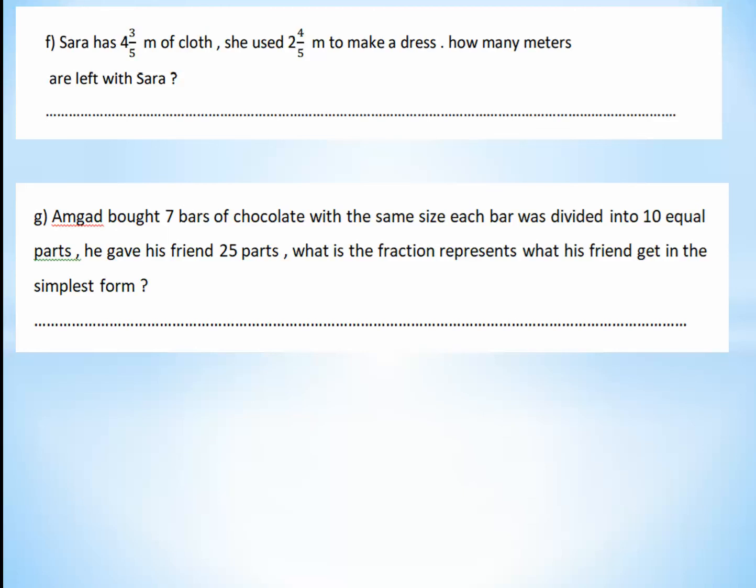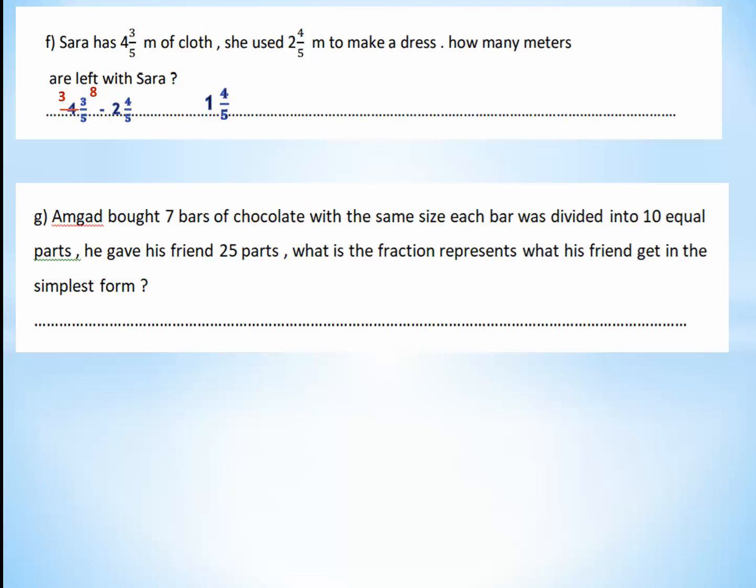Sarah has 4 and 3/5 meters of cloth. She used 2 and 4 over 5 meters to make a dress. How many meters are left with Sarah? Okay, 4 and 3 over 5 minus 2 and 4 over 5. 3 minus 4 doesn't go, so we are going to borrow 1. It will be 3 and it will be 8. 8 minus 4 equal 4 and 3 minus 2 equal 1. So the answer is 1 and 4/5.